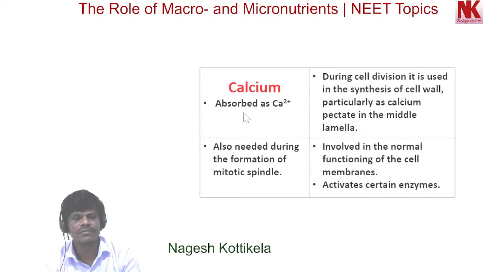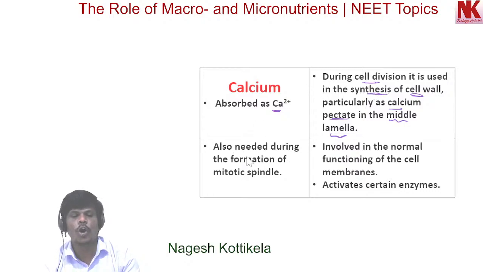Now moving to the next, one more macronutrient, calcium. It is absorbed as calcium ions, Ca2+. During cell division, it is used in the synthesis of cell wall, particularly as calcium pectate in the middle lamella. Middle lamella contains calcium pectate. So obviously during cell division, it is used in the synthesis of cell wall.